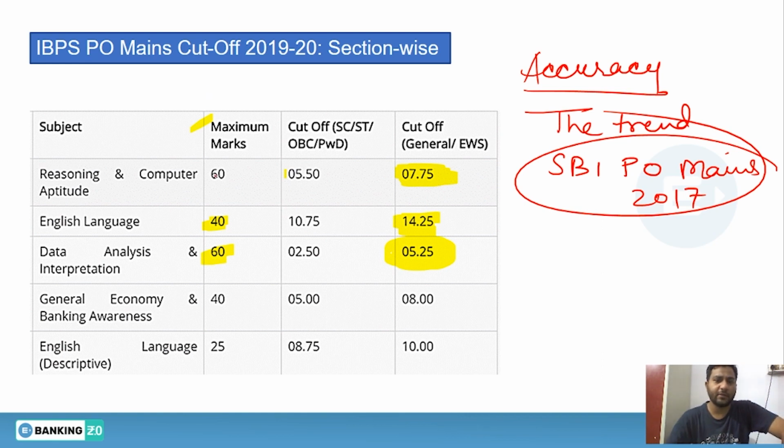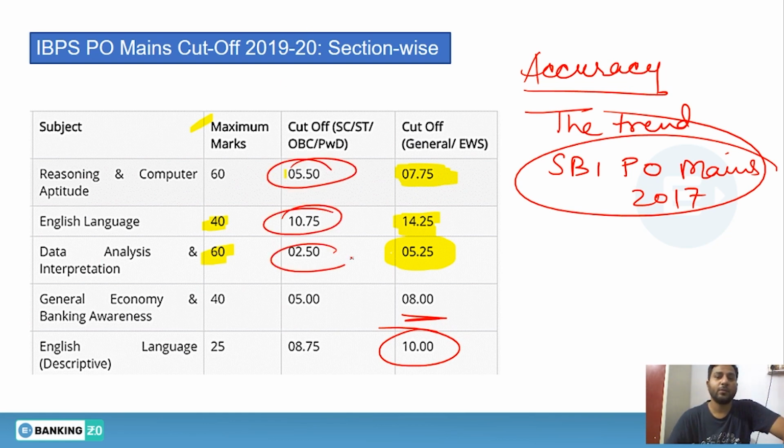Now look at the general awareness. It gives you 8 cutoff, while English language descriptive gives you 10. So these are the general cutoffs, and rest of the cutoffs will be like this. You will get a clear idea. Look at the DI. Look at the maths cutoff. It goes to almost 1. It is 2.5. It's way below.